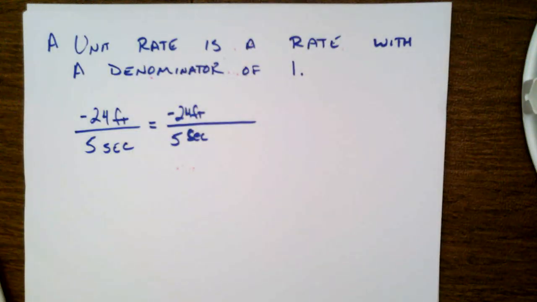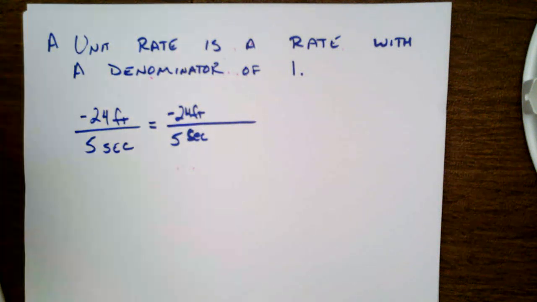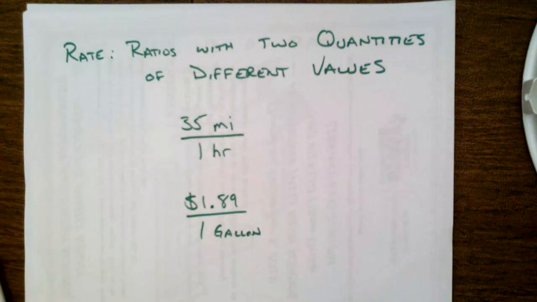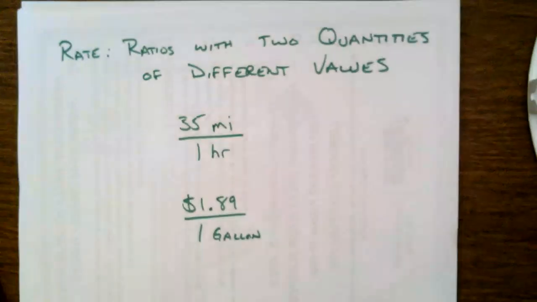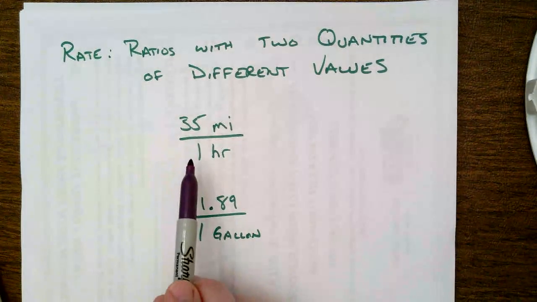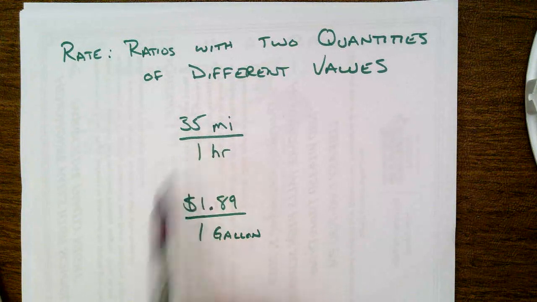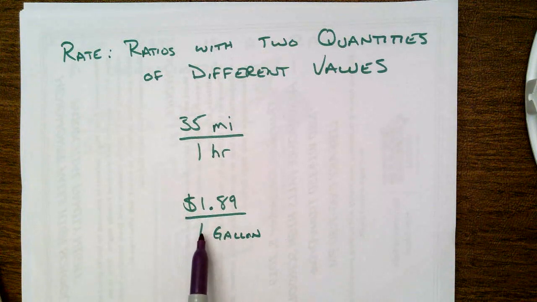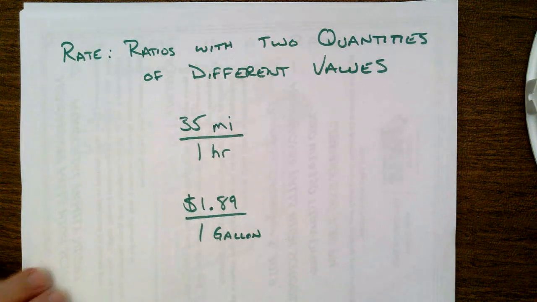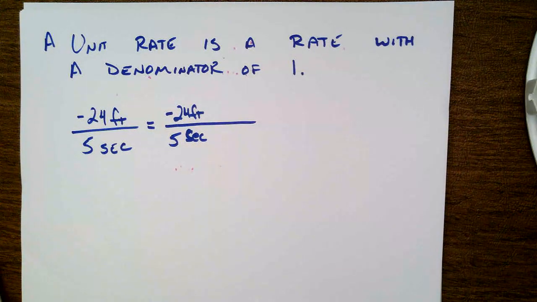Now, like I said, I'm going to go back to the unit rates. A unit rate is a rate with a denominator of 1. So if I go back to these guys again, you can just kind of see what I meant when I said these maybe would have been better examples for that. Because both of these have denominators of 1, 35 miles per 1 hour, $1.89 per 1 gallon of gas. But it's still a rate nonetheless. It's just specifically a unit rate.